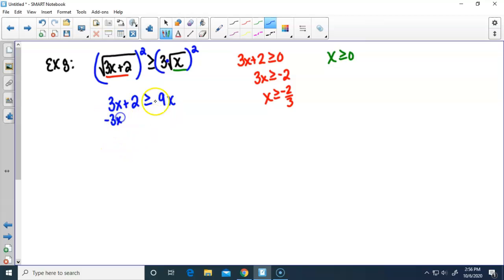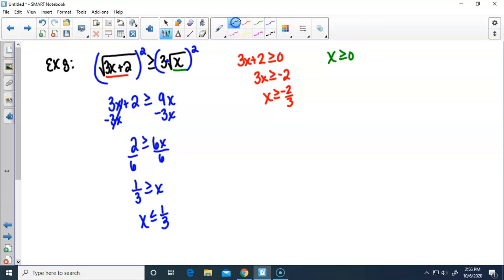We're just going to subtract that 3x right there. And 2 is greater than or equal to 6x. We're going to divide by 6 on both sides. And so we've got 1/3 is greater than or equal to x. We also can write it this way, x is less than or equal to 1/3.